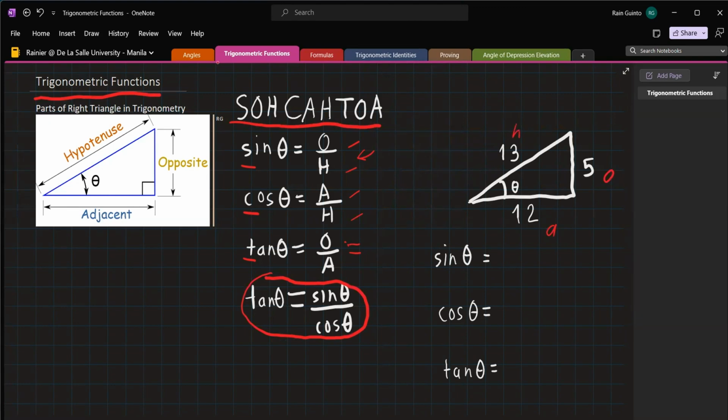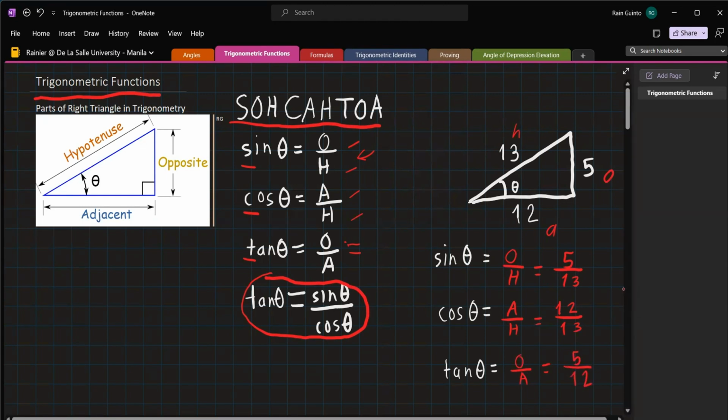In this example, sine theta would be opposite over hypotenuse, which gives us 5 over 13. Cosine theta would be adjacent over hypotenuse, which gives us 12 over 13. And of course, tangent theta would give us opposite over adjacent, giving us 5 over 12. Also notice that if you divide 5 over 13 by 12 over 13, that gives us 5 over 12 as well.